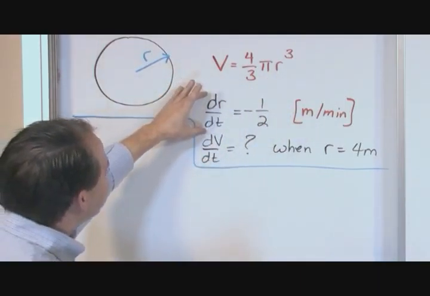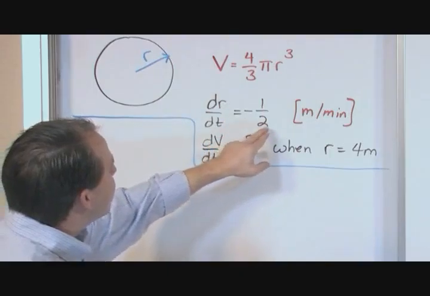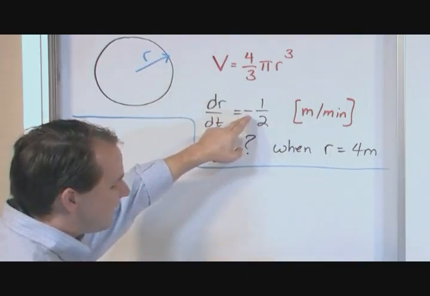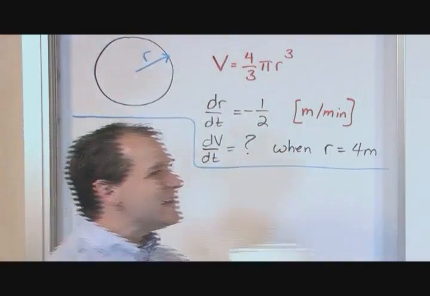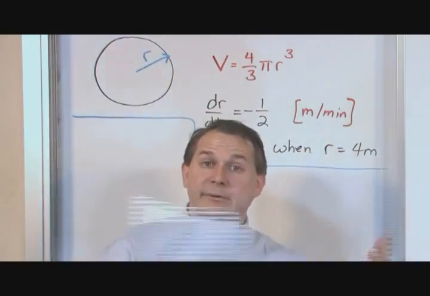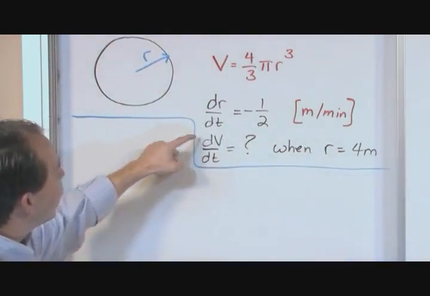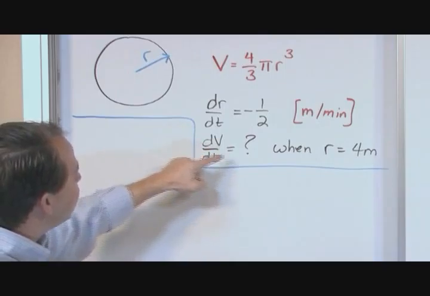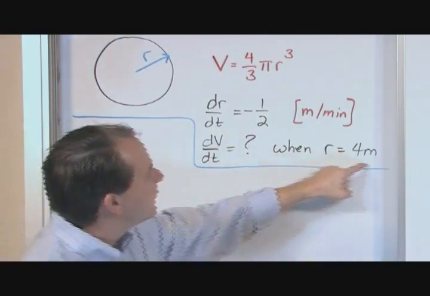You're talking about the rate of change of the radius, so you have to know that that's going to be dr/dt, and you have to know that it's negative because it's decreasing. If it were increasing, then dr/dt would be positive, getting bigger. And then you have to look at what the problem's asking. It's asking for dV/dt. It's equal to something when the radius is 4 meters.